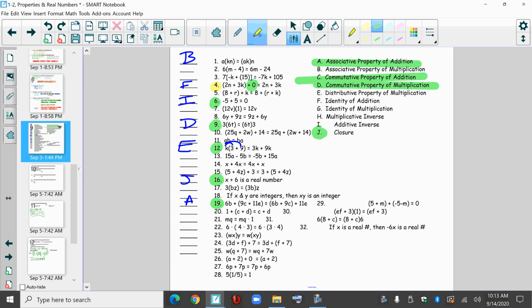Okay, number 28. Number 28, 5 parentheses 1/5 is equal to 1. The dead giveaway on this problem is the fact that it equals 1. So which one of these properties equals 1? Is it the identity or is it the inverse? It is going to be the inverse. But how is the 5 and the 1/5 attached? By multiplication, so it's going to be letter H, multiplicative inverse.